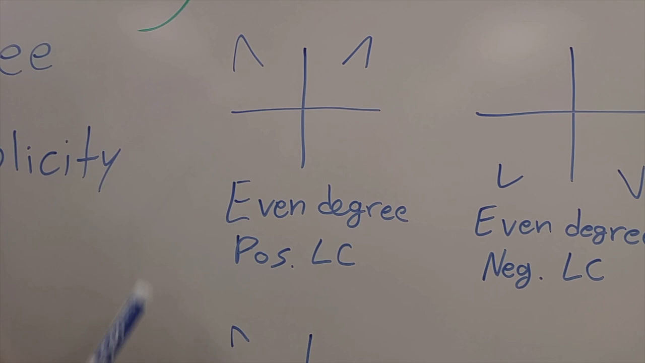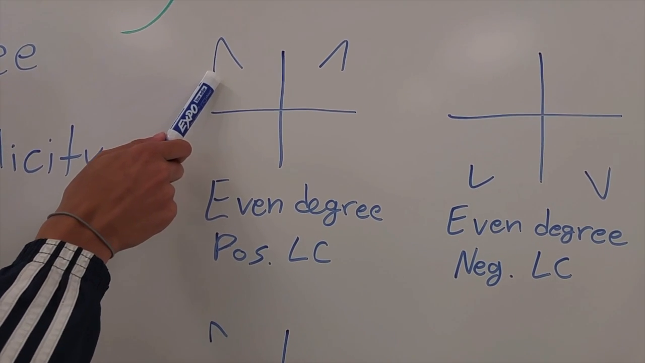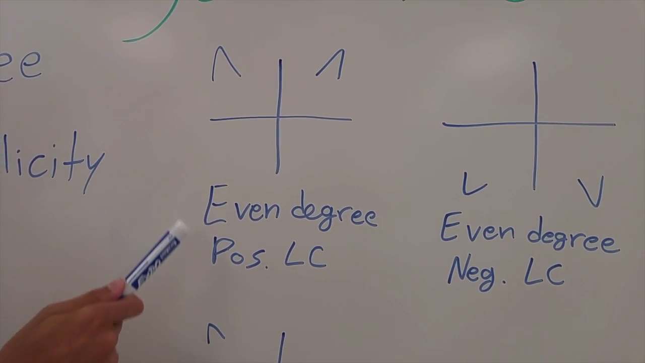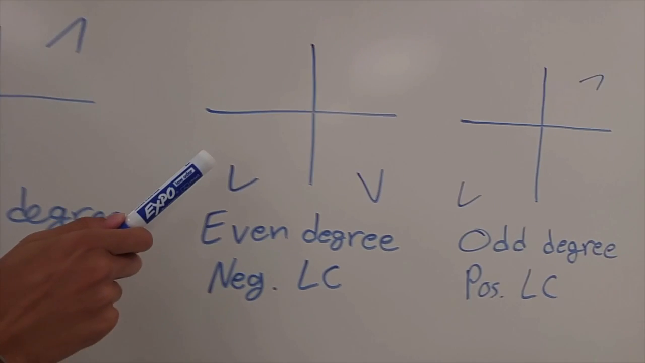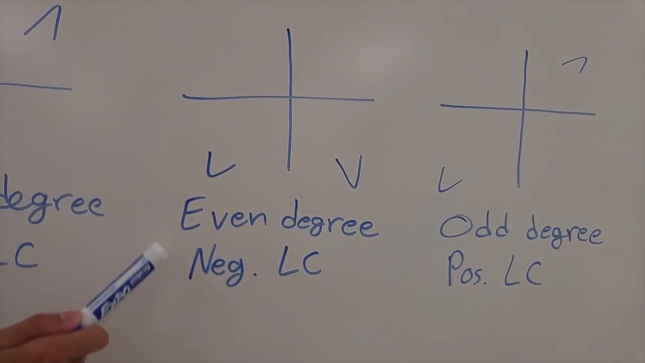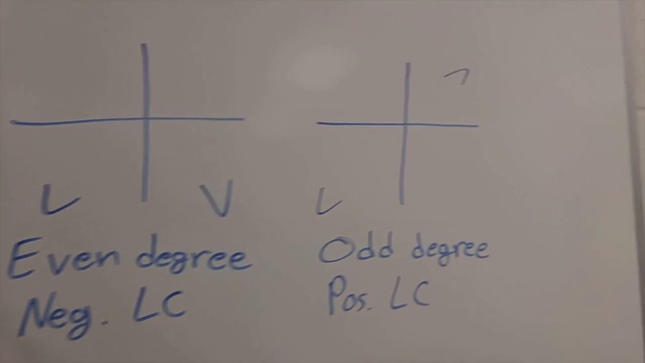So our first one is an even degree positive leading coefficient. Even degree just means that it's going to look sort of like a quadratic function, and the positive leading coefficient just means it's going to open upwards. So this graph is also even degree, so same end behaviors, but this one has a negative leading coefficient, which means it'll just open downwards.